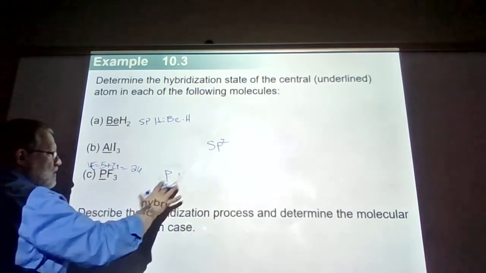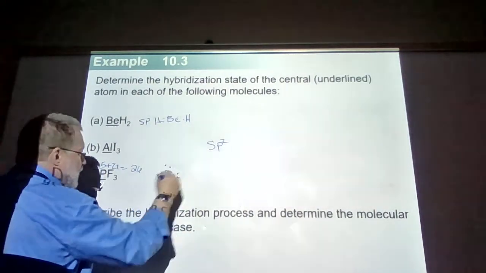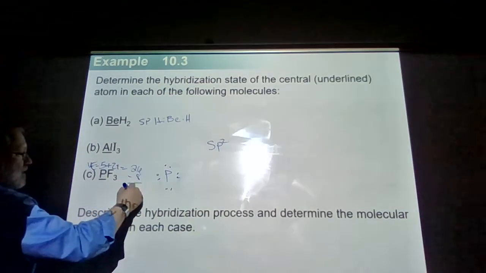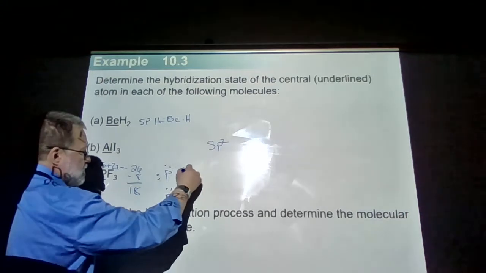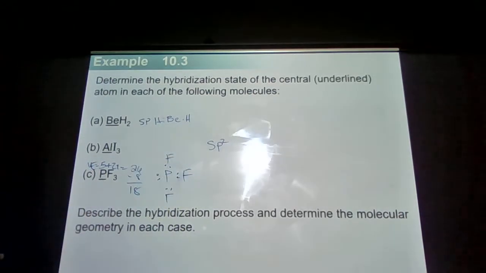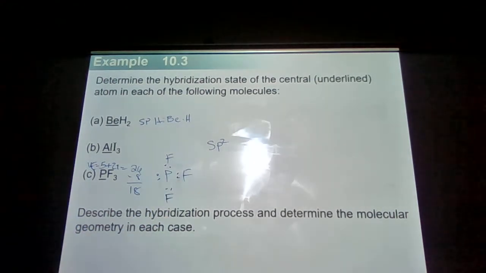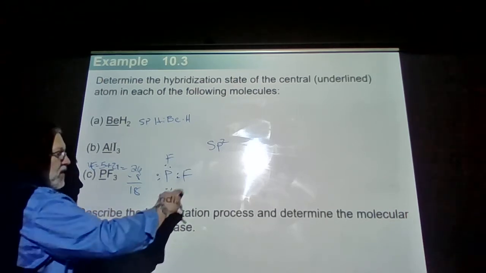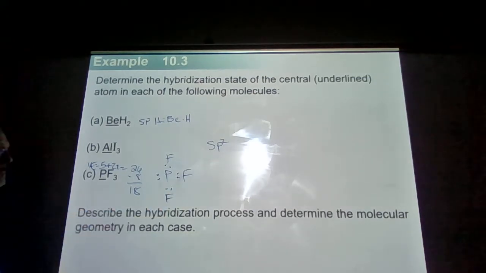Let's start out by putting 8 around phosphorus. 18 left. Each fluorine wants the octet around it. So 6, 12, 18. Completing the octets around our fluorines finishes off the 18 electrons.